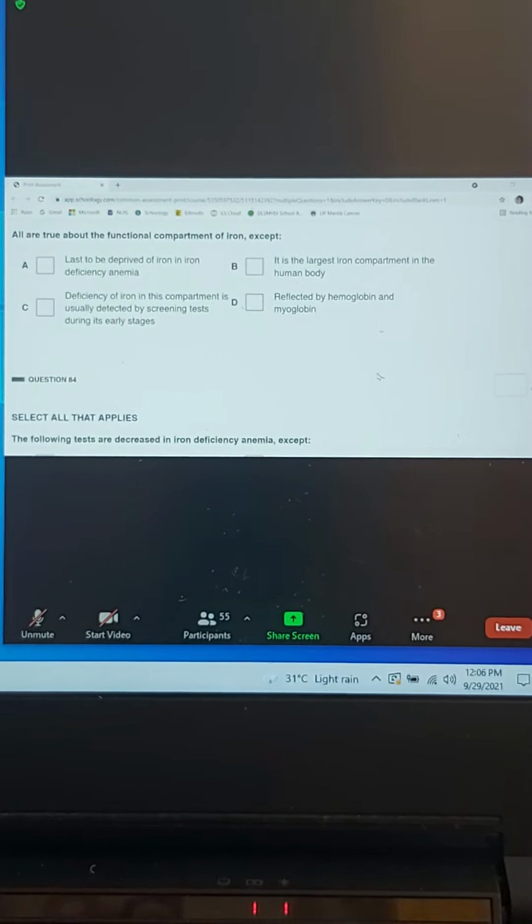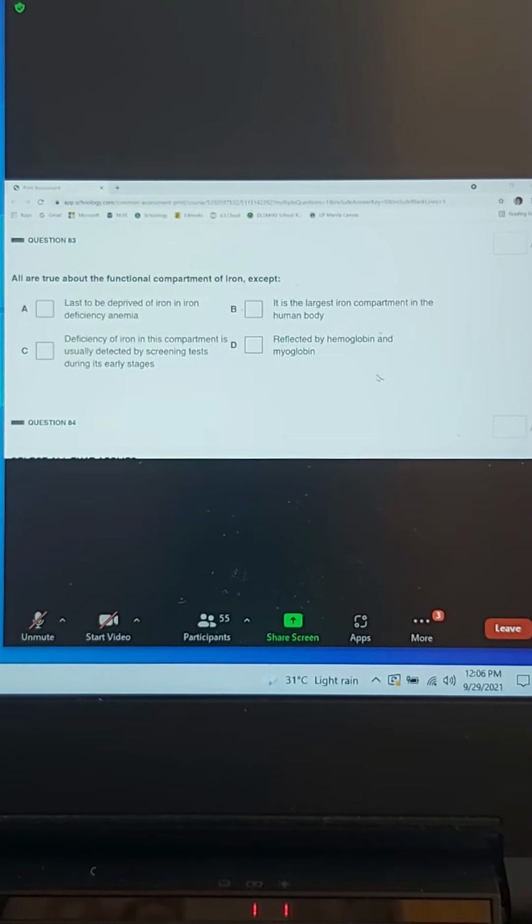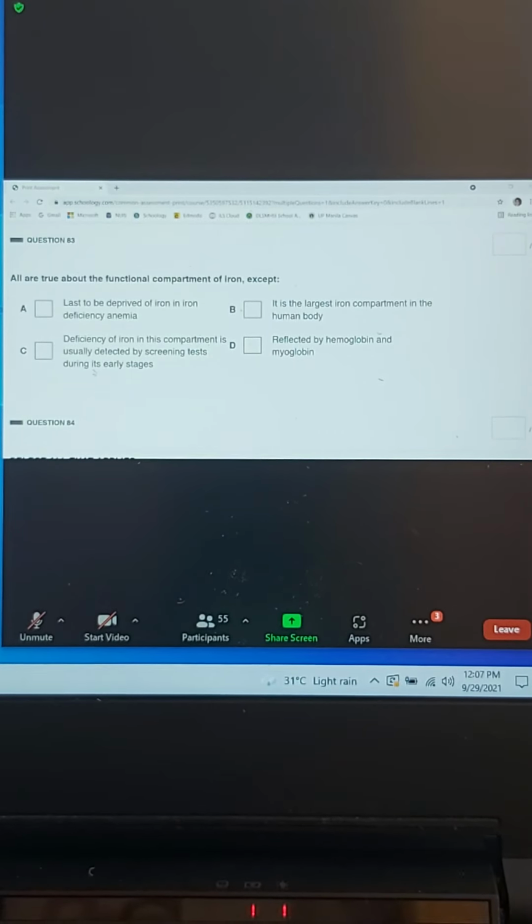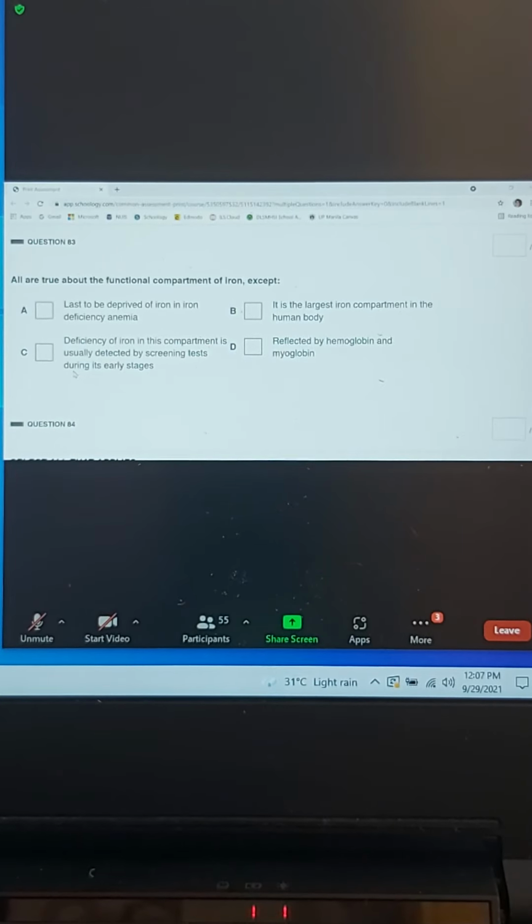83. So all are true about functional compartment of iron except letter C. Kasi di ba, hindi ito nade-detect usually at the early stages. Nade-detect lang siya kapag sa last stage na siya kasi ito na siya symptomatic.